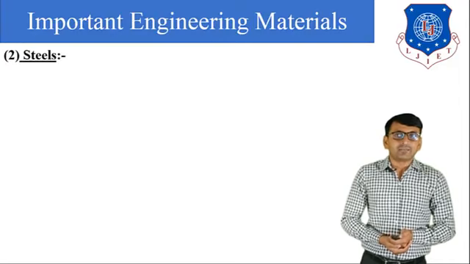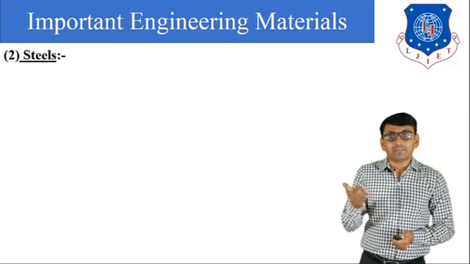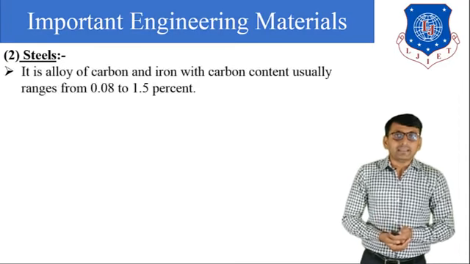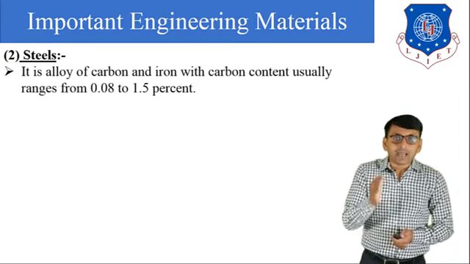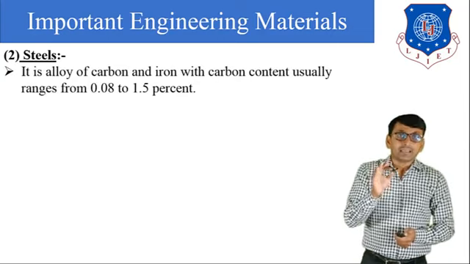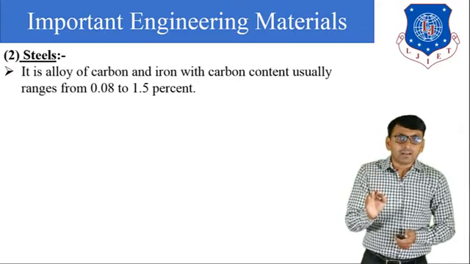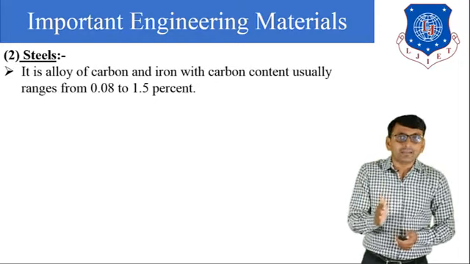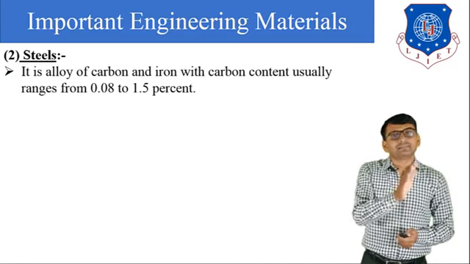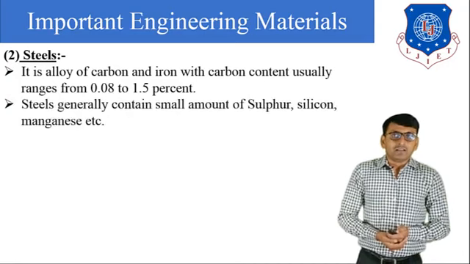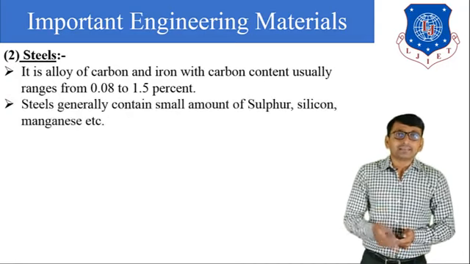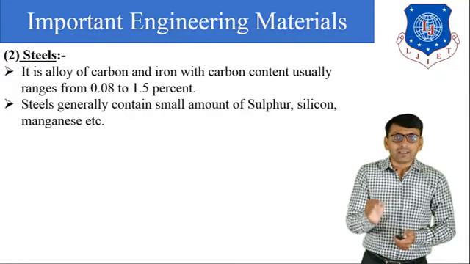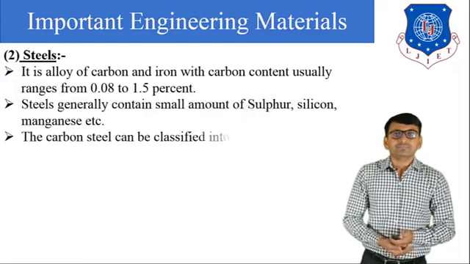Now the second one, that is steel. This is the main topic of this chapter. It is an alloy of carbon and iron, in which the carbon contained is 0.08 to 1.5%. Steel generally contains small amounts of sulfur, silicon, manganese, etc.